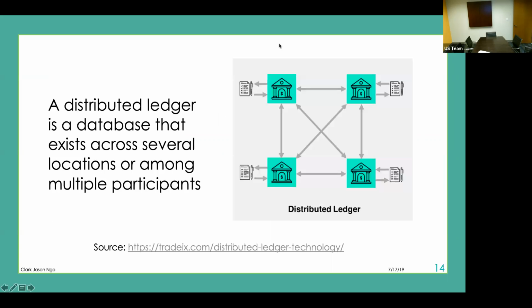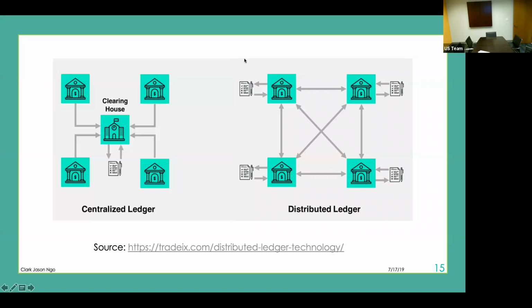Next. So a distributed ledger is basically removing that central authority. Let's say I have banks A, B, C, and D. I would share my information across those four, and they all hold the same record of information. So here's the difference: a central ledger would only have one entity, and a distributed ledger would have all the participants.